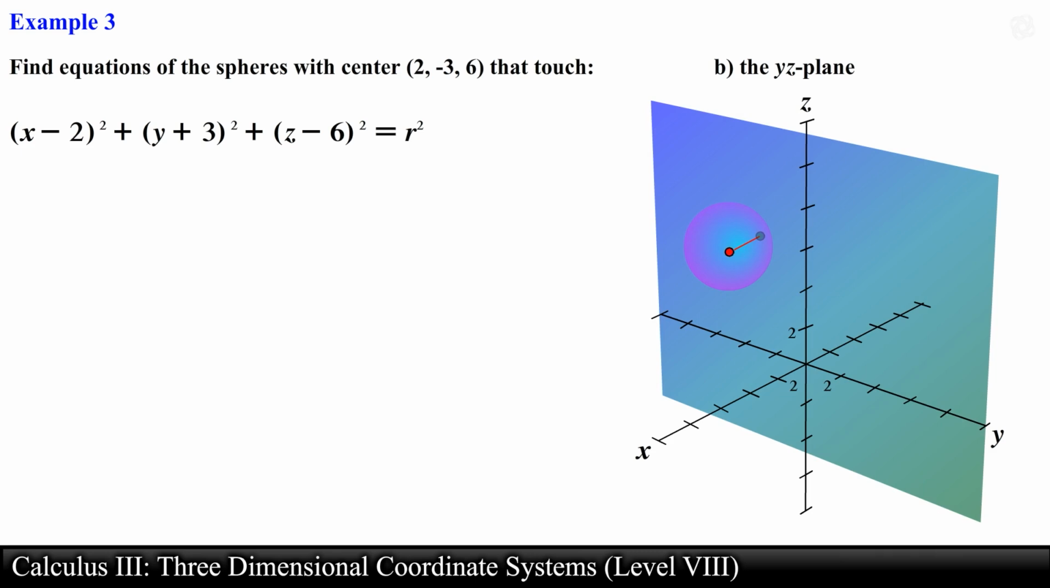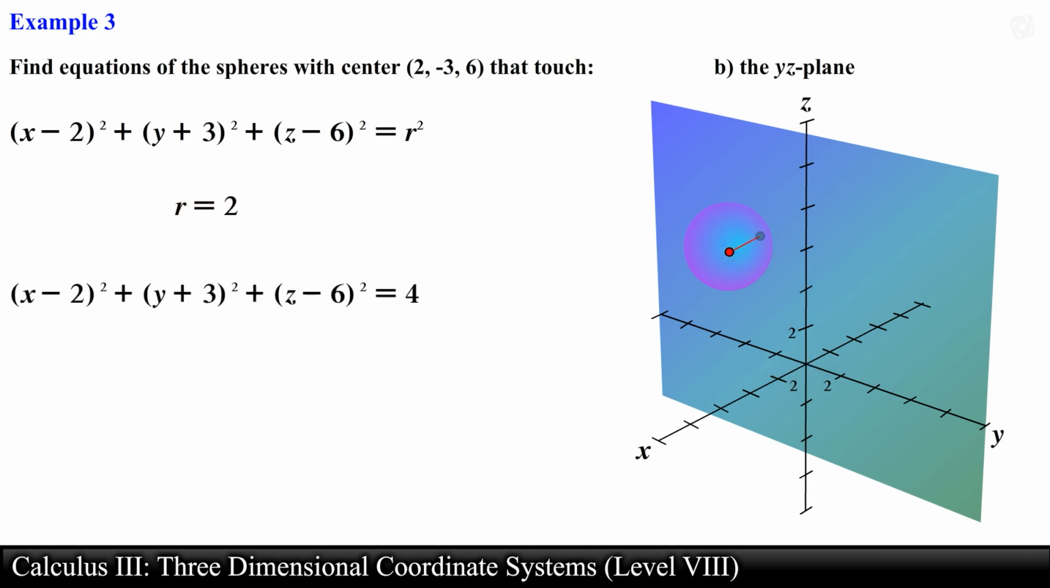Since the plane is perpendicular to the radius of the sphere, all we have to do is count how many units from the center we need to move to reach the YZ plane. In this case, we need to move 2 units in the positive x direction. Notice that this is the same as the x coordinate of the center, but keep in mind that this will not always be the case. We're trying to find the distance from the center to the YZ plane. Since the x coordinate of any point on this plane is 0, we are actually finding the distance from 2 to 0, which is just equal to 2.